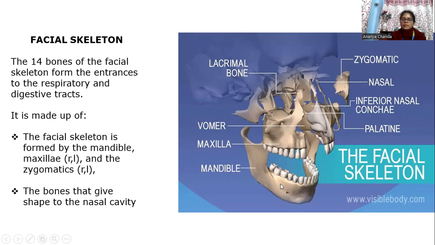mandible, that is the lower jaw. So this is the mandible, that is the lower jaw. Then the maxilla, the upper jaw, and the zygomatic bones. So zygomatic bones are the cheek bones. So this is the zygomatic bones. This is the upper maxilla bones, and this is the mandible bone. So the bones give the shape to the nasal cavity.